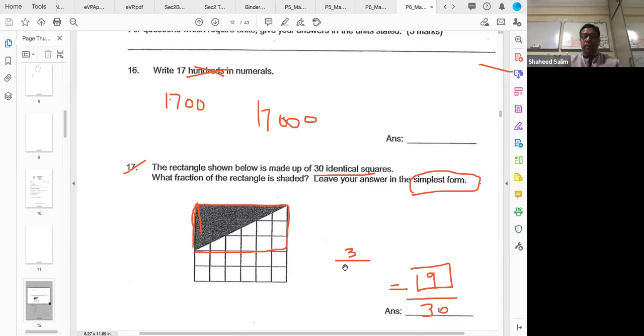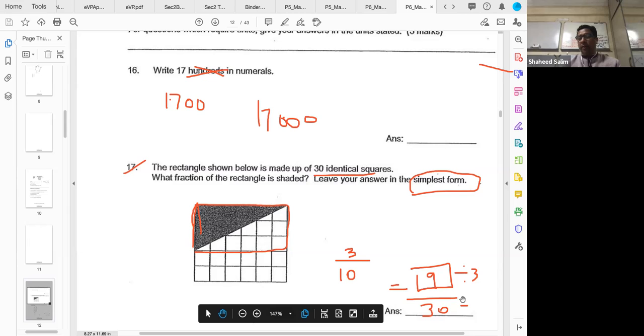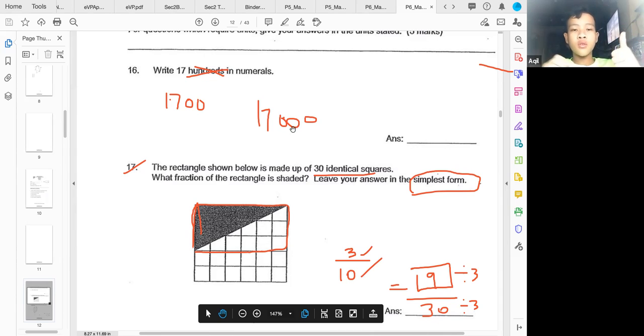3 over. You agree? Divide by 3, divide by 3. 9 divided by 3 is 3. 30 divided by 3 is 10. Yeah, I don't understand.